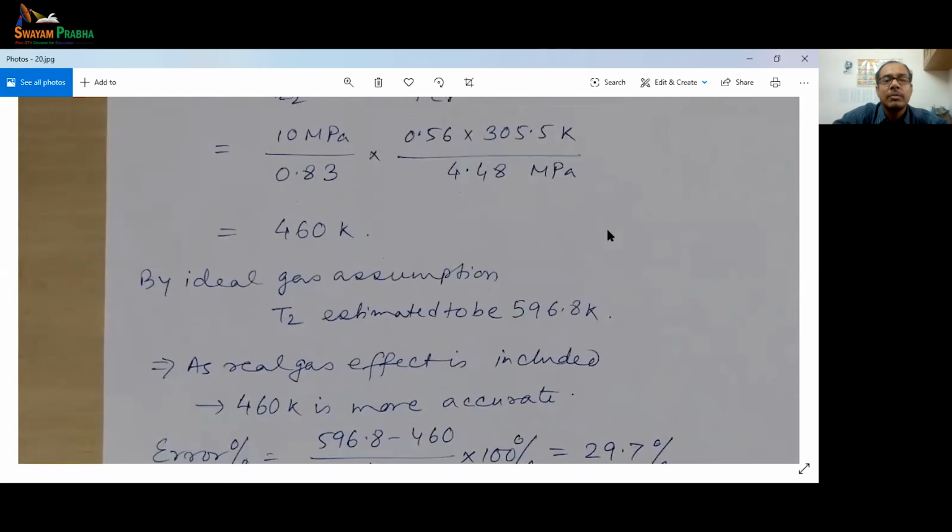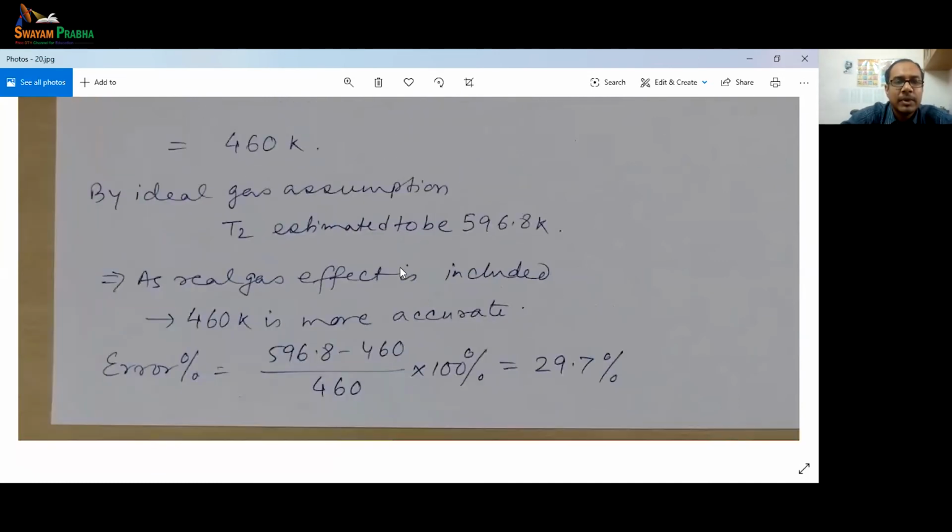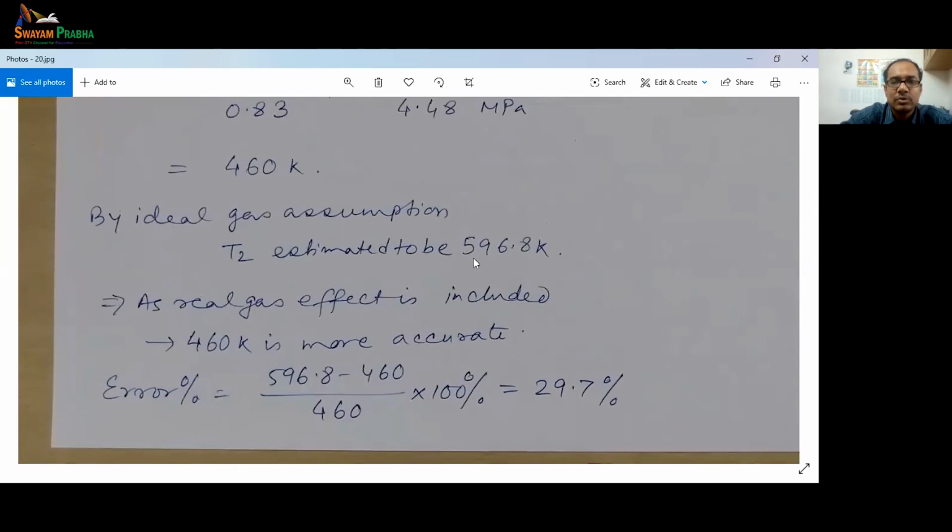Okay, so by real gas assumption, through the compressibility chart, through the pseudo reduced volume concept, what we get is 460 K will be the final temperature. But the ideal gas assumption gave us T2 to be 596.8 K. So real gas assumption gives us a much lower temperature, 460 K. If we find out the error, assuming that the real gas is closer to the actual value, then it is about 30% error we are making if we take the ideal gas.